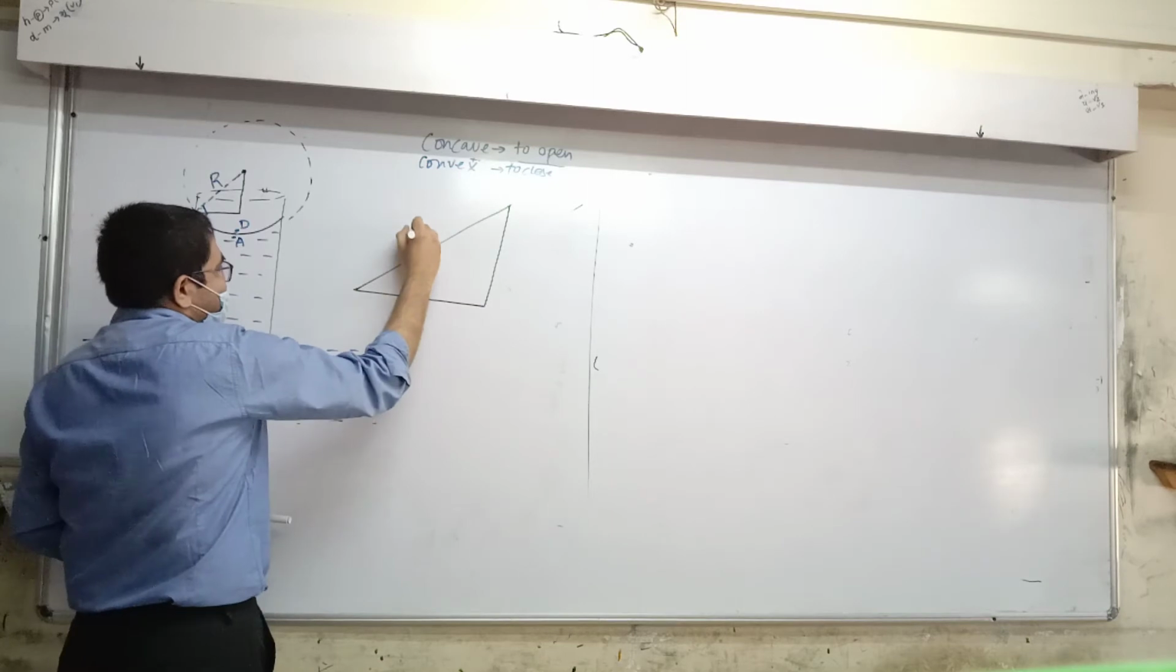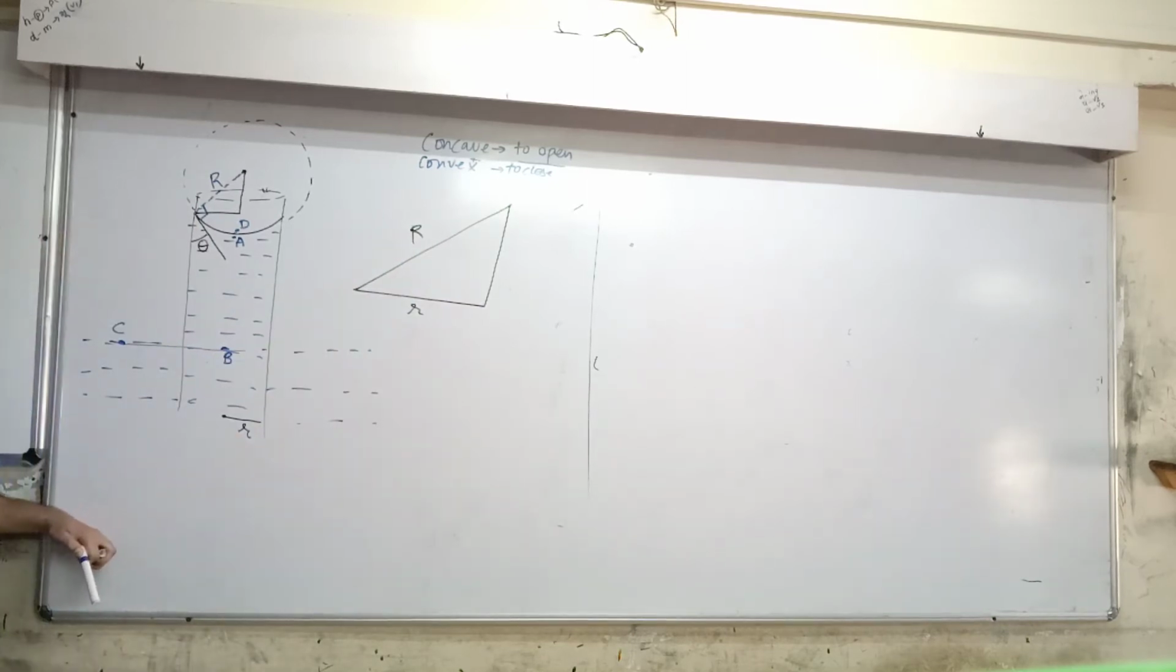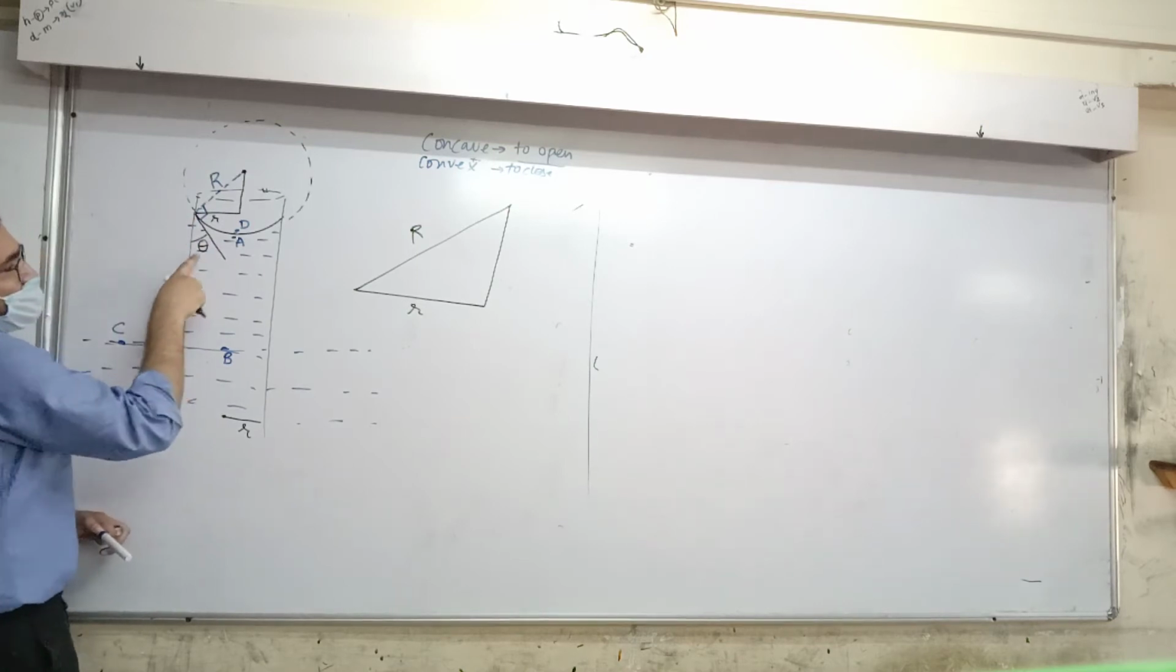This is R, this is capital R. Yes or no? Yes. Do you agree with this? R is the radius. Okay. Now, here we have angle theta.